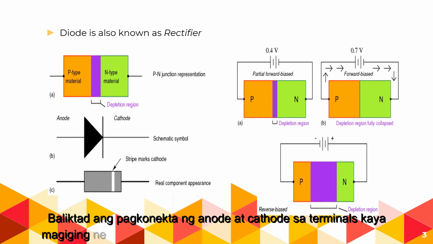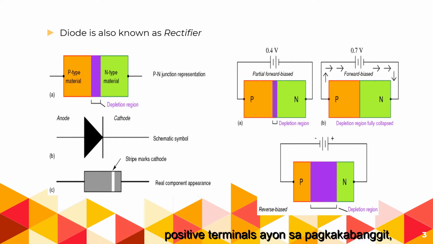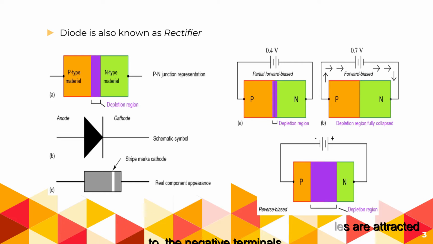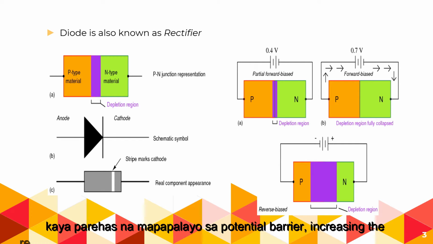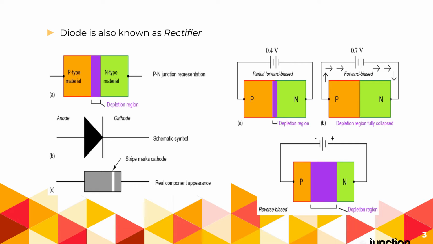The connection of the anode and cathode to the terminals is reversed, so they become the negative and positive terminals, respectively. The electrons will be attracted to the positive terminals and holes are attracted to the negative terminals, so both are moved away from the potential barrier, increasing the resistance of the junction and preventing any electron from crossing the junction.